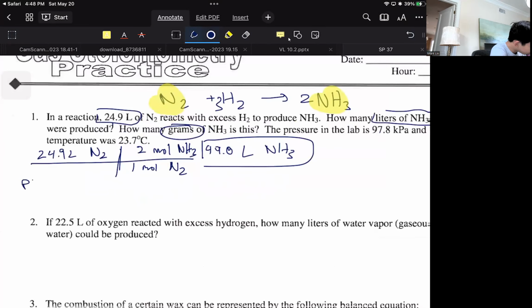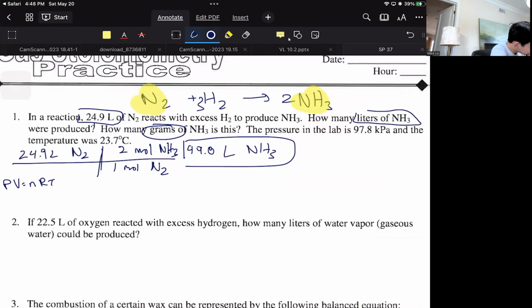So Pivner is plug and chug. The pressure is 97.8. The volume is 49.8. The n moles is what we're trying to find. And then the R constant is 8.314. And then the temperature is going to be 23.7.